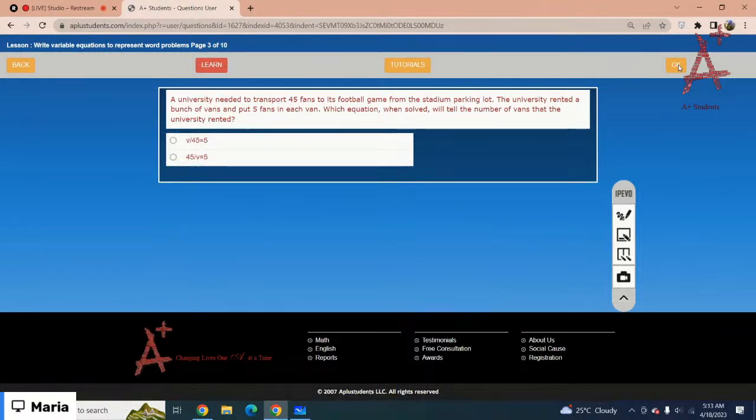A university needed to transport 45 fans to its football game from the stadium parking lot. The university rented a bunch of vans and put 5 fans in each van. Which equation, when solved, will tell the number of vans that the university rented? So, which is the correct option?